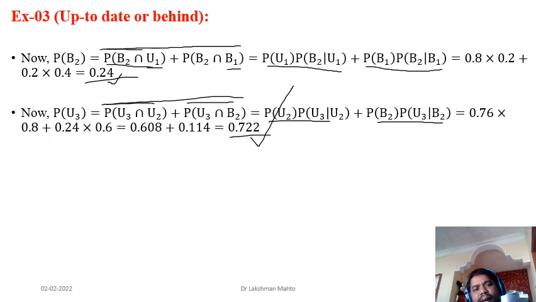If someone is willing to calculate various other probabilities, then that person may go for that. From the same given information, you can calculate the probability of U4, probability of U5, and U6. Likewise, you can go to U100. Anything you can calculate from here, so the given information is enough.